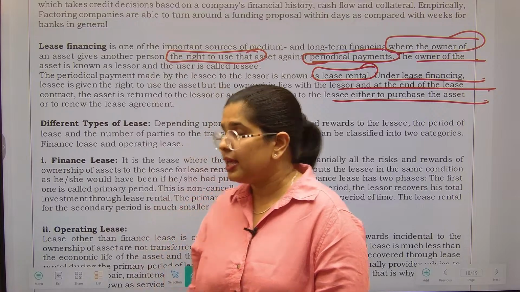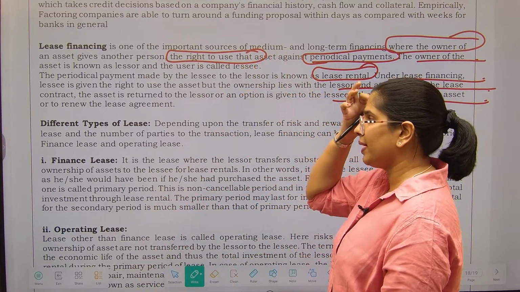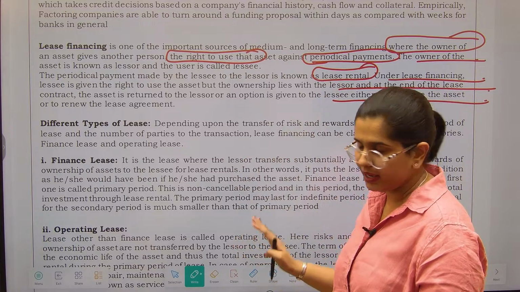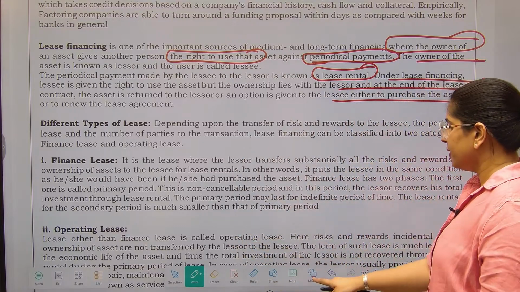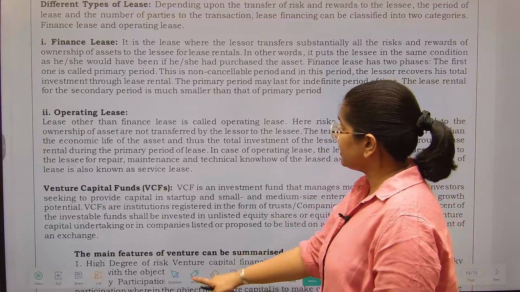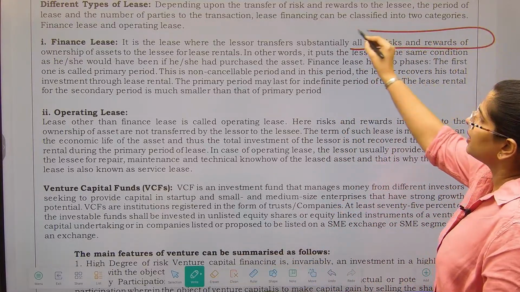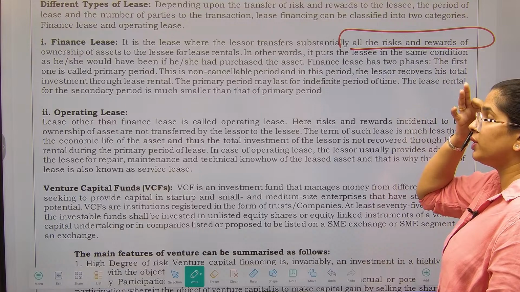Let's talk about it. This is a very generic definition, but we will have a proper picture in the case of finance and operating lease. So in the case of a finance lease, it is the lease where the lessor transfers substantially all the risk and rewards of ownership to the lessee.